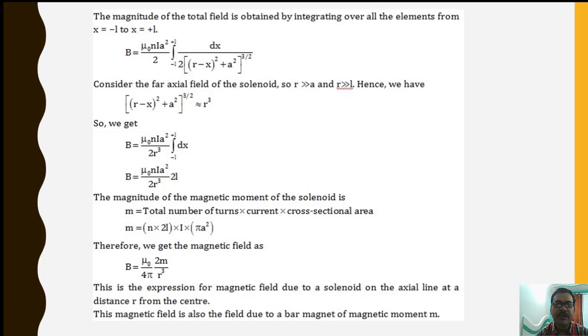Next, the magnitude of the total field is obtained by integrating over all the elements from x equal to minus L to x equal to plus L. B equal to mu 0 n I a square by 2 integration from minus L to plus L dx upon (r minus x) square plus a square whole power 3 by 2.